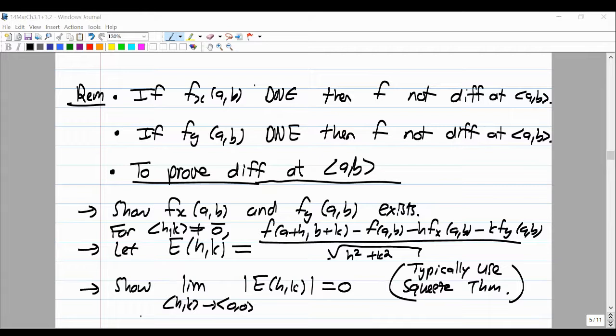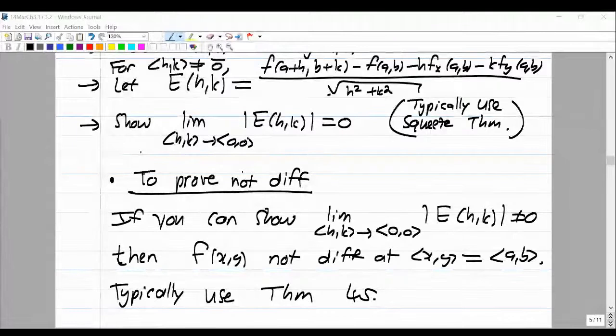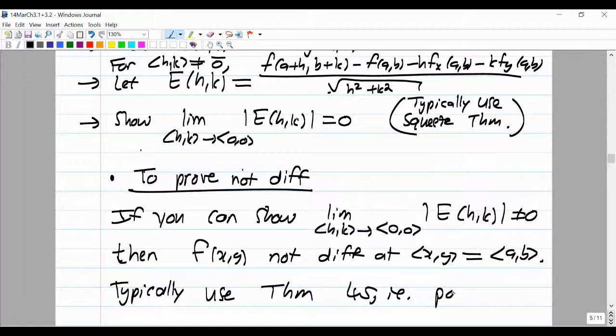Now, to prove non-differentiability, if you can show that the limit of the absolute value of the crocodile is non-zero, then f is not differentiable at that point, and we typically use theorem 45, i.e. a path. So typically to prove non-differentiability, you will use a path, and I will do examples of both today.